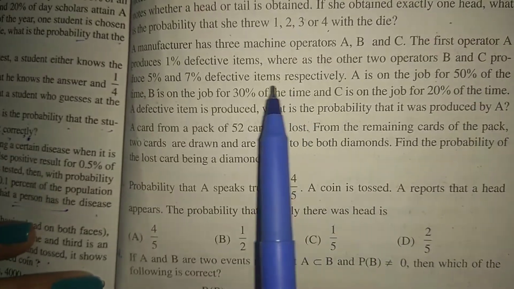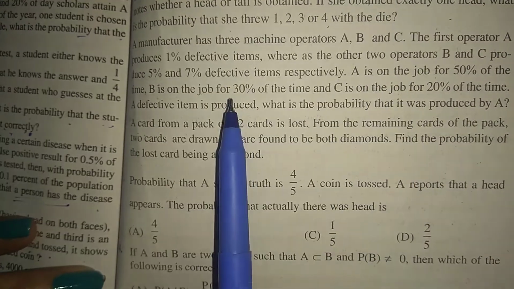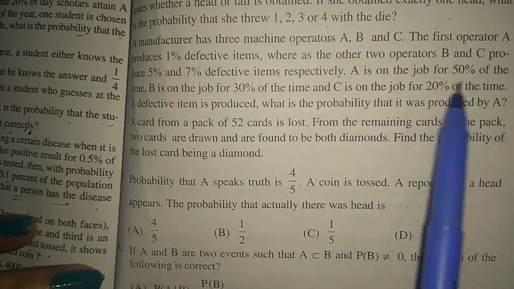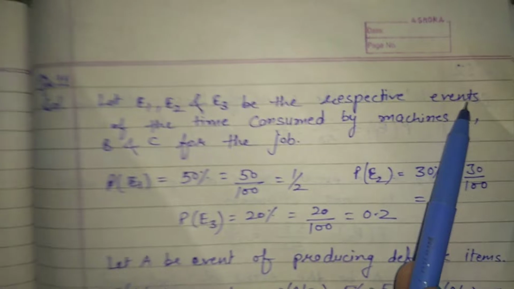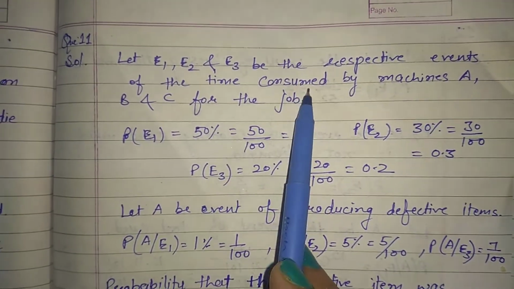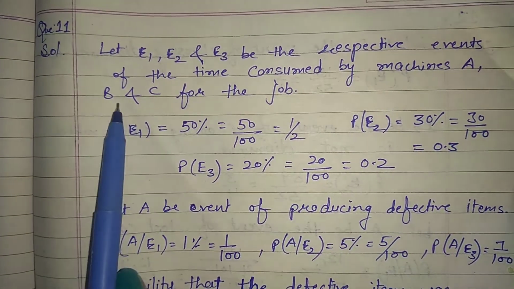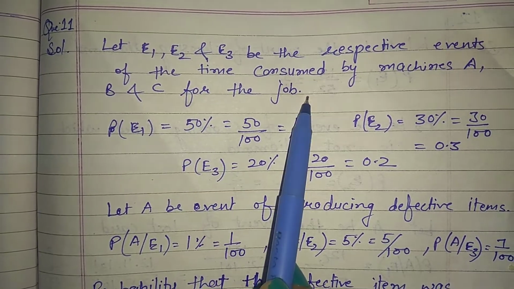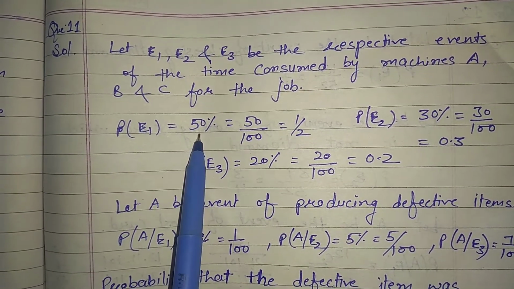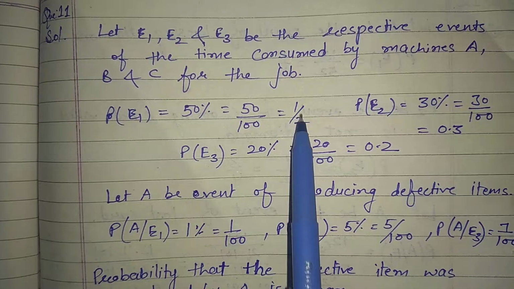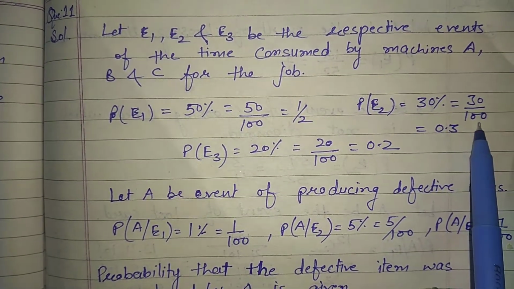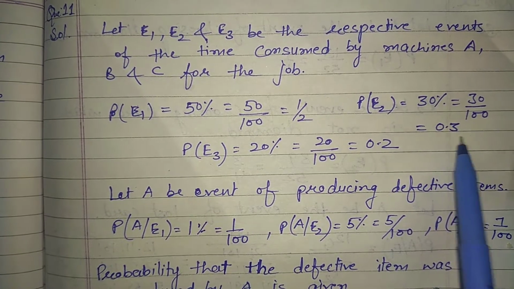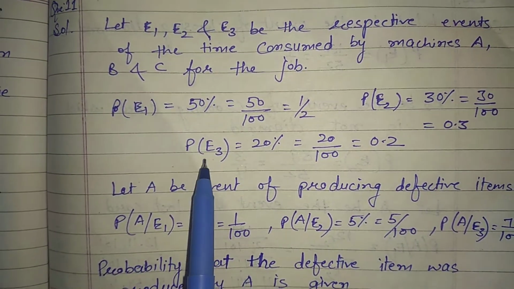So firstly we will take machine operators A, B, C and how much they produce. Let E1, E2, E3 be the respective events of the time consumed by machines A, B and C for the job. So P(E1) is 50%, that is 50 upon 100, that means 1 by 2. P(E2) is equal to 30%, that means 30 upon 100, that means 0.3, or you can take 3 upon 10.